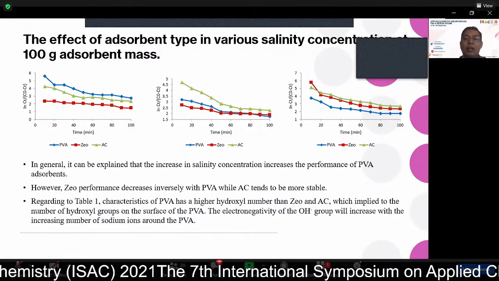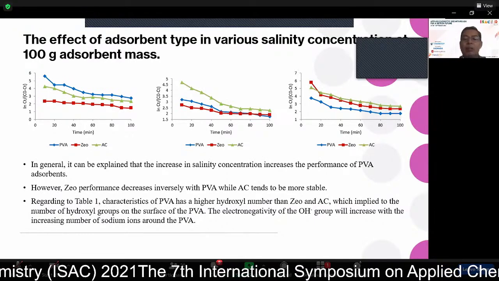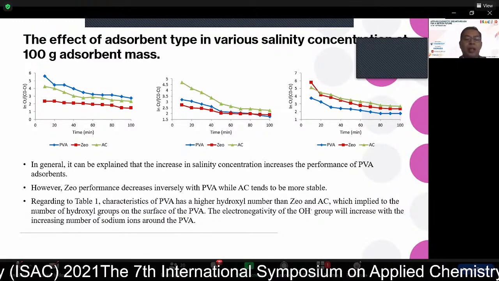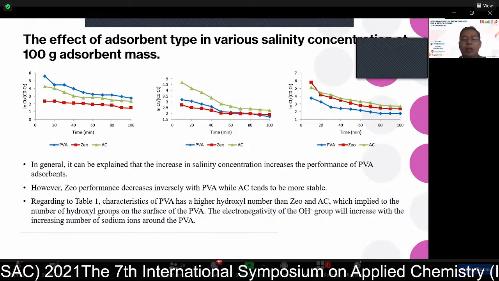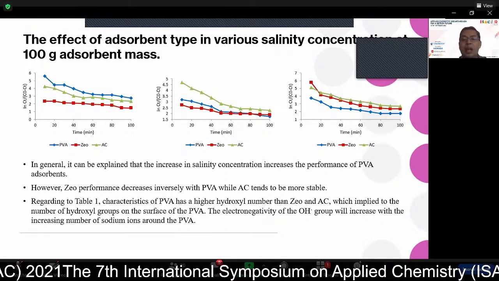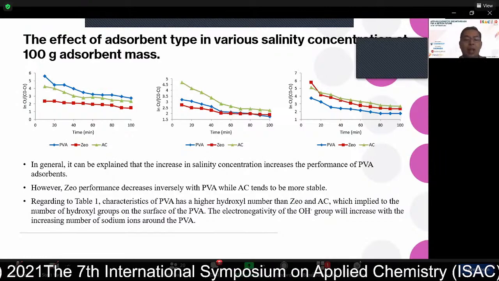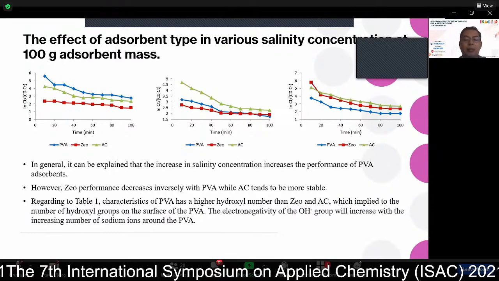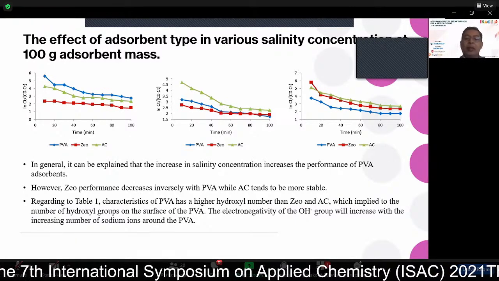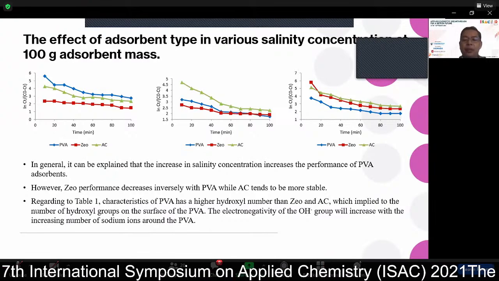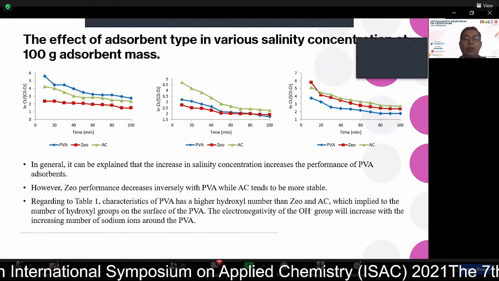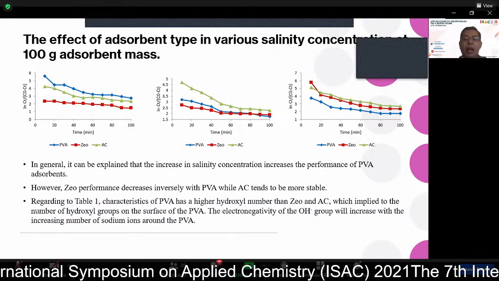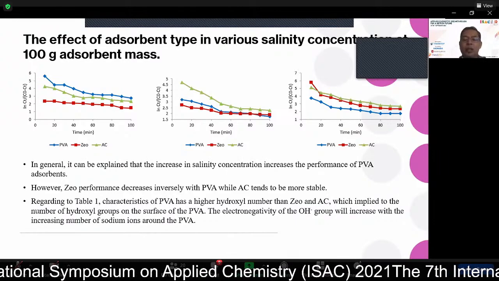A high salinity concentration indicates a high sodium ion density. Therefore, the salt ion distance is smaller compared to the low salinity concentration. As a result, at high salinity concentration, the number of sodium ions around the adsorbent is higher than at low salinity concentration. In this case, the zeolite surface will attract positive ions through van der Waals attraction and repel negative ions through electrostatic repulsion.